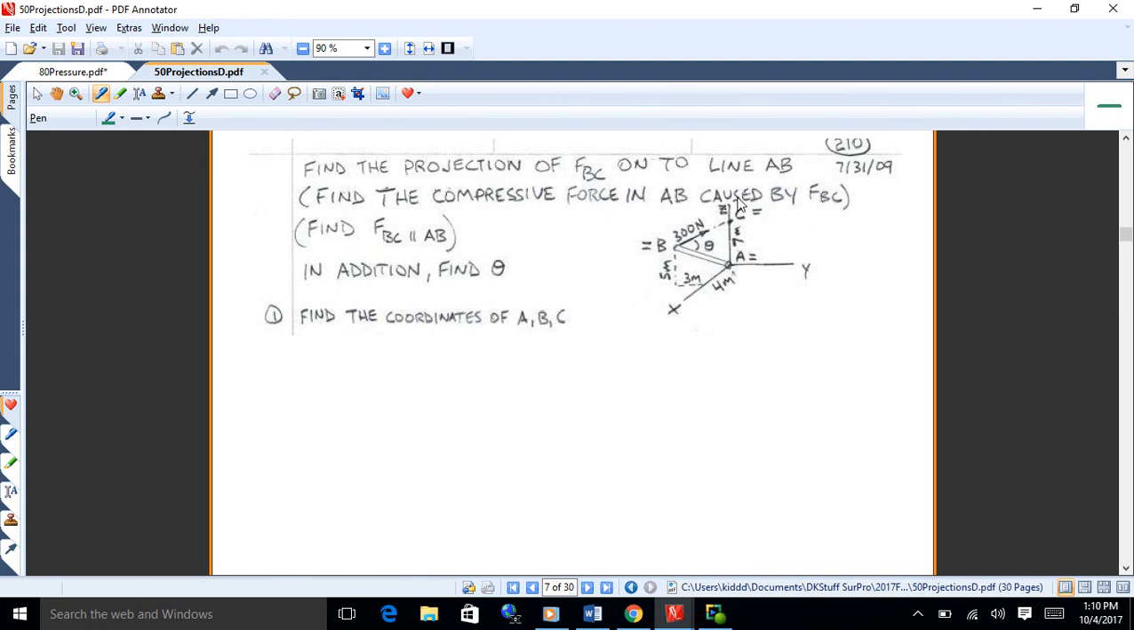This is another thing where we want you to know these projections. Again, I've got everything laid out step by step. Step number one, of course, is to get the coordinates. Then you're going to want to find the force. The force vector I have in front of you there again.